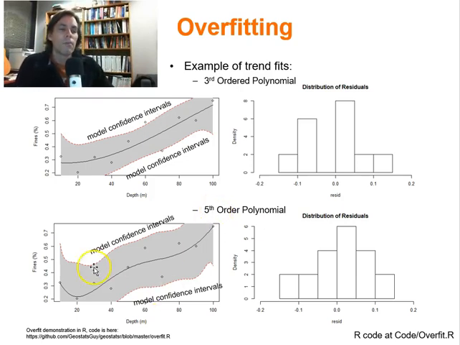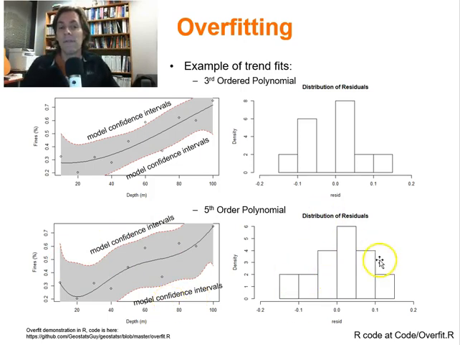Change it to a fifth-order polynomial. I can wiggle. I have more degrees of freedom, more parameters to fit. I can fit the data more precisely. Distribution narrows a bit. I'm claiming to know more. But look what happens. Because of the lack of data, my confidence intervals are growing significantly.